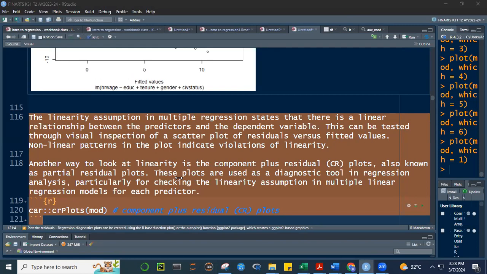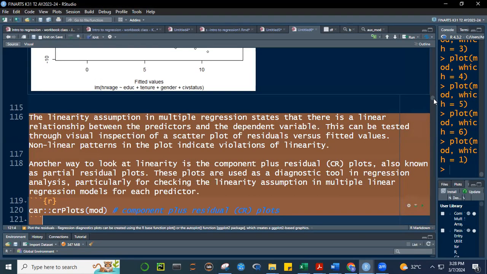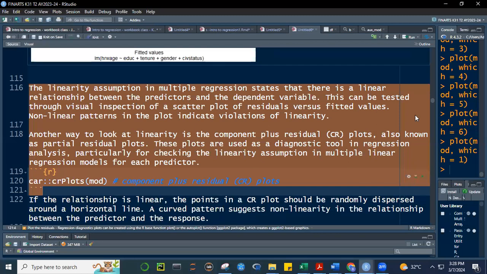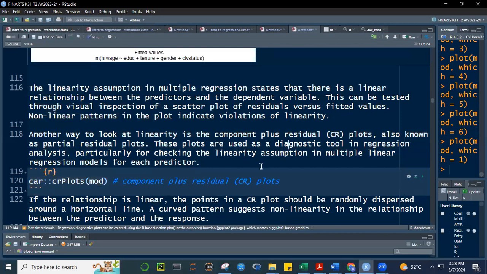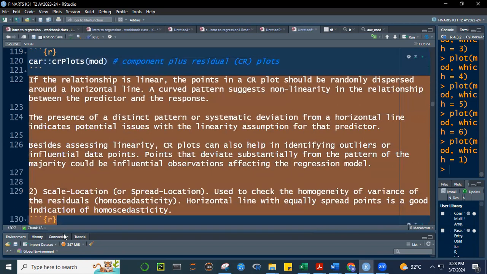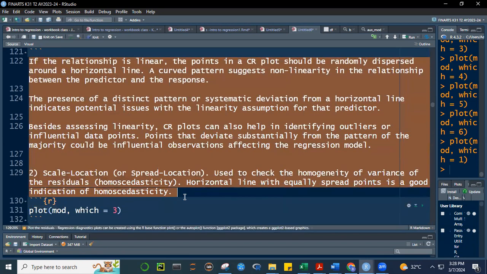Okay, we can make use of another plot class. From the car package, meron tayong CR plot, yung component plus residual plot. Okay, and then let me just share this again. Share this. Control C.